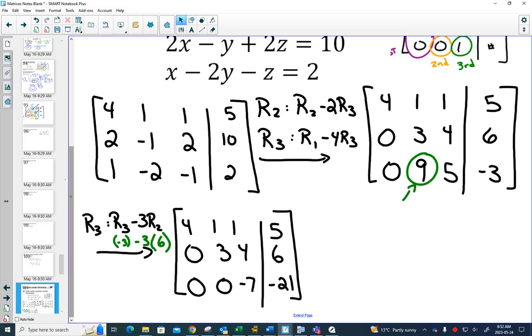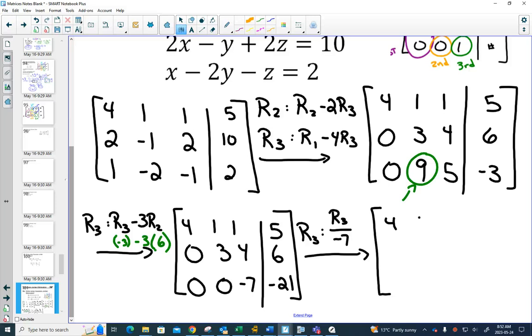It seems logically like that should be the easiest thing to do next, but you're going to find that continuing here is the same thing, just not having to write the variables. If you did Gaussian elimination, you would have negative 7z equals negative 21, and you divide both sides by negative 7. We're going to do the same thing here: I'm going to take row 3 and divide it by negative 7, because that would tell me what z is.